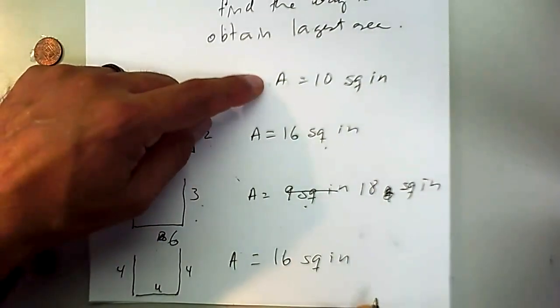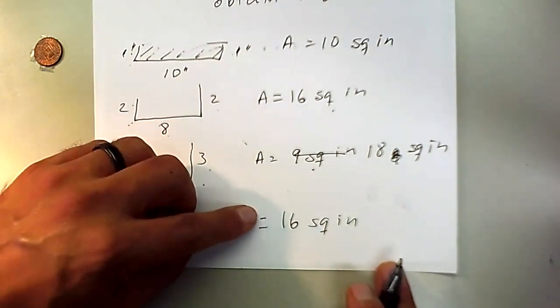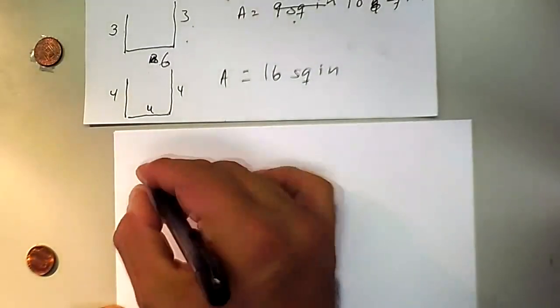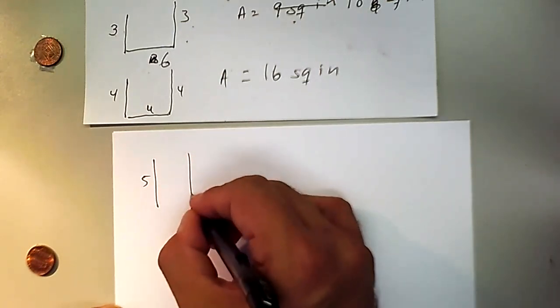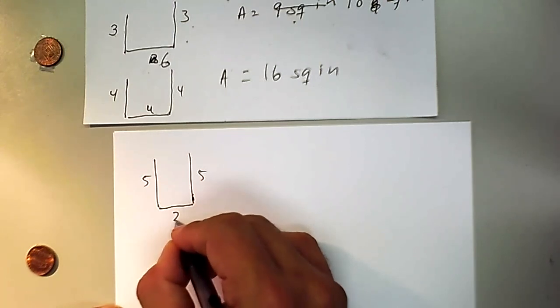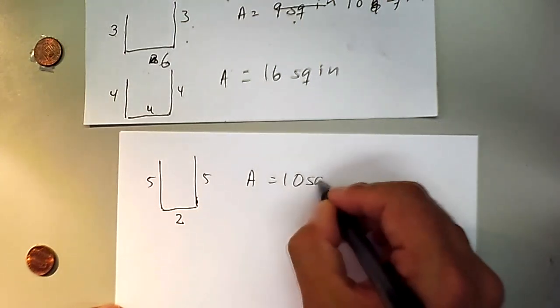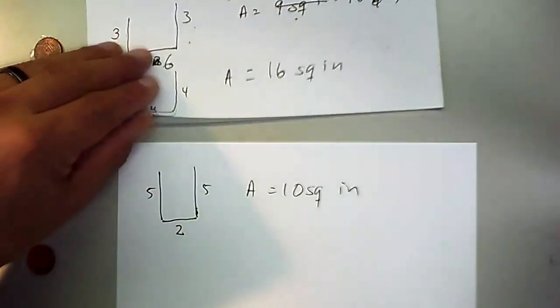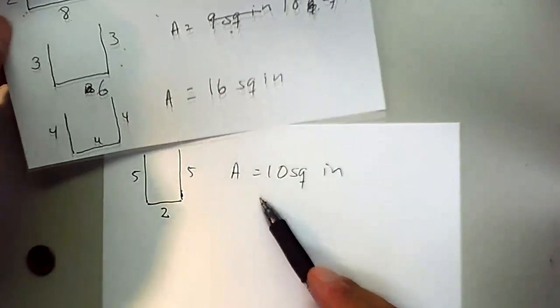So we went from 10 to 16, up to 18, now down to 16. Let's keep doing that one more time at least. What if we did 5? So really, really tall. And then across, we would have to have 2. 5 times 2, the area would be 10 square inches. So we went from 10 to 16 to 18, down to 16, down to 10.